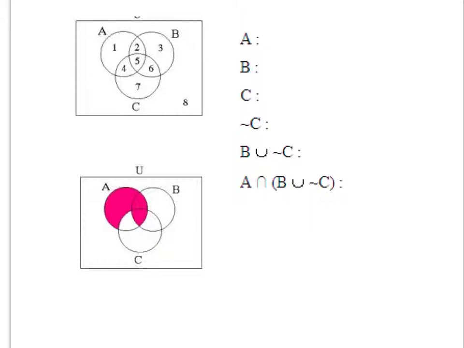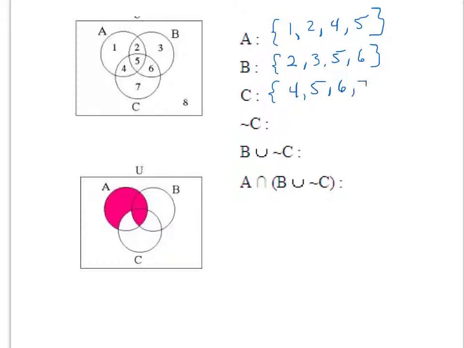So A would be, so think, so you said 1, 2, 4, 5. B, 2, 3, 5, 6. C, 4, 5, 6, 7. Not C, so that should be 1, 2, 3, 8. Notice that number outside in the universe, because this time we do have the rectangle.